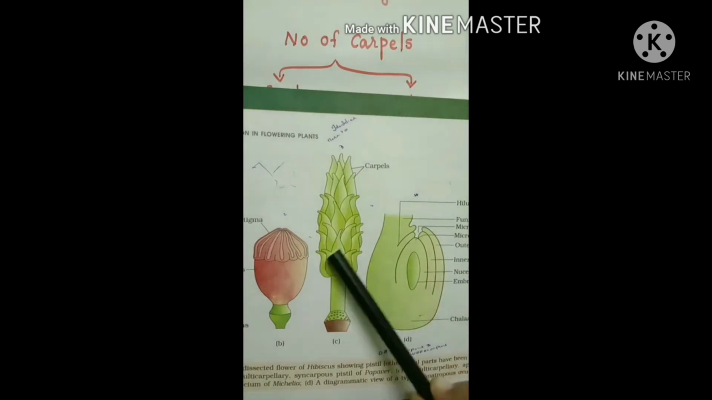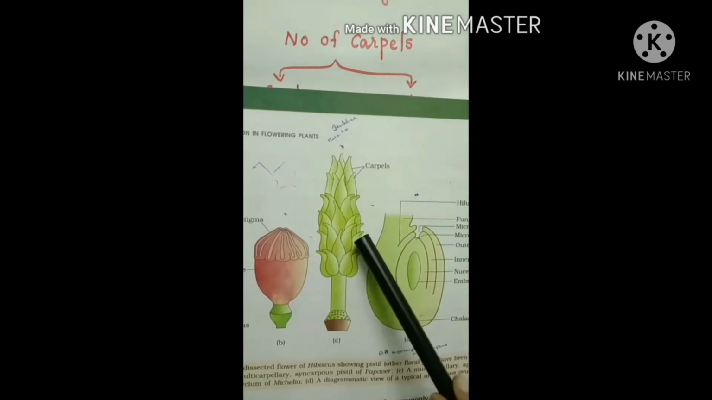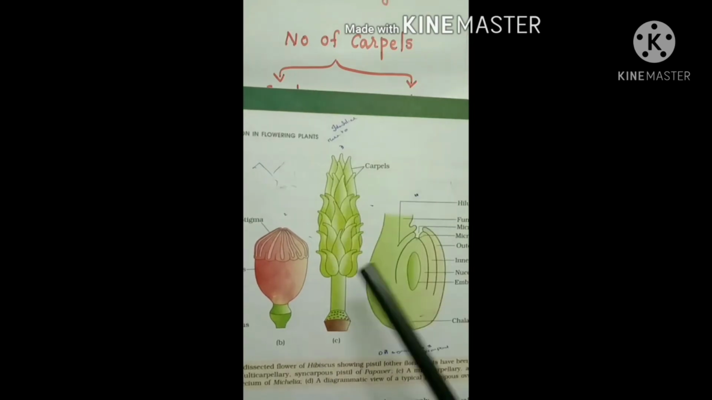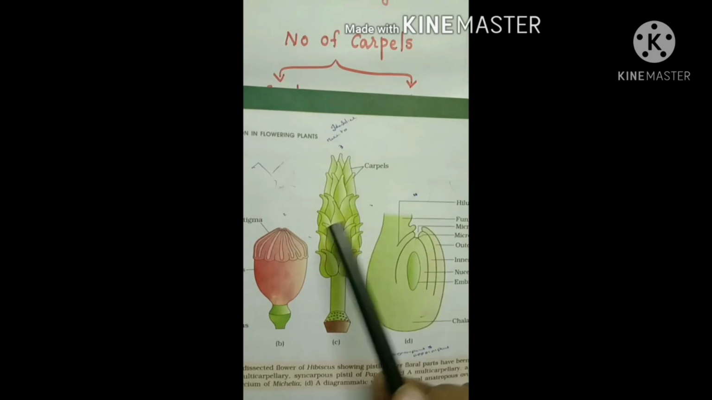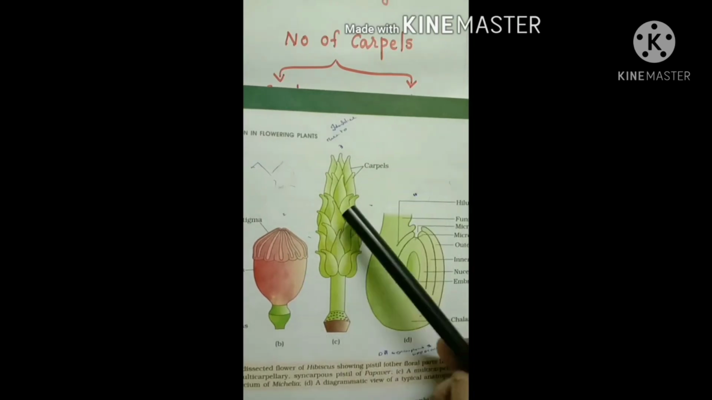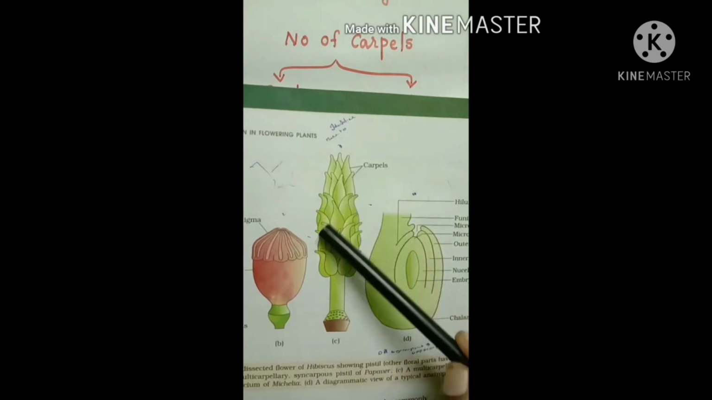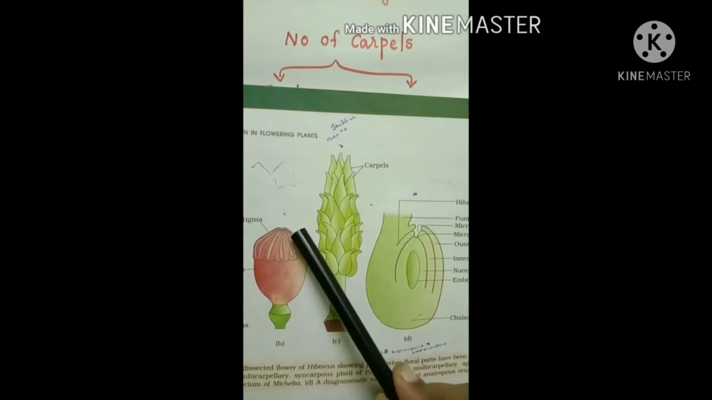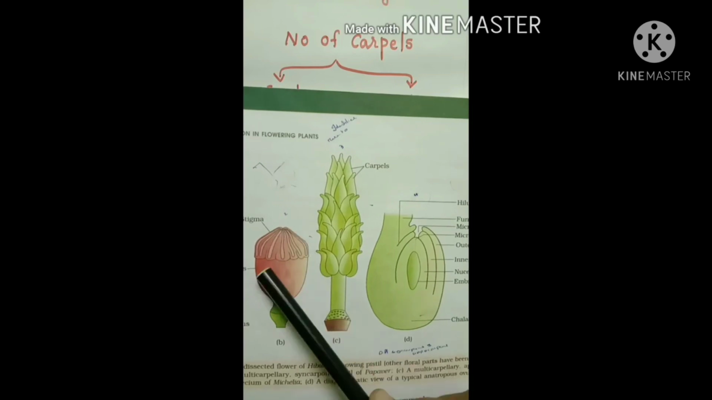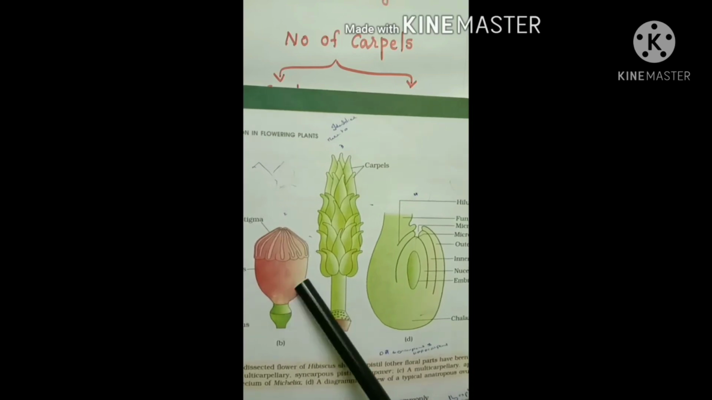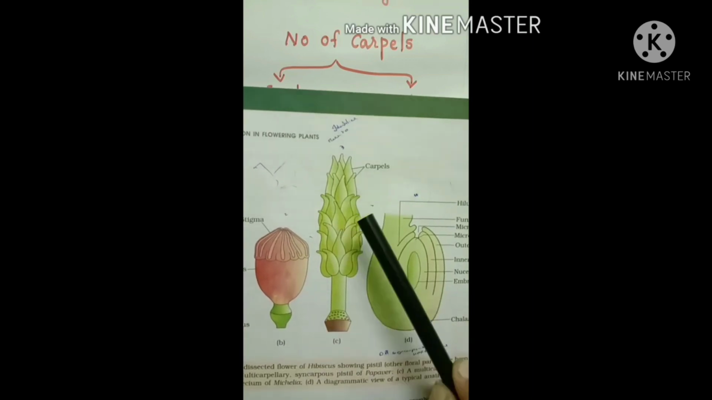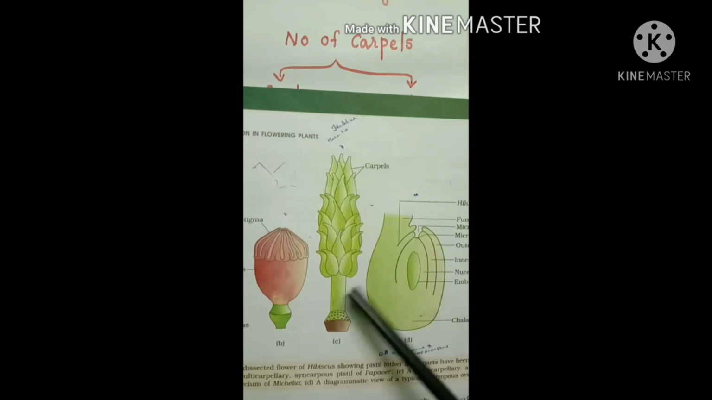Here you can see the pictures of syncarpous and apocarpous ovaries. Sometimes a diagram may be given for identification in the exam. Here you can see many carpels, and here the carpels are united. They are not free. So this is an example of a syncarpous pistil, of Papaver. And this is an apocarpous pistil of Michelia.